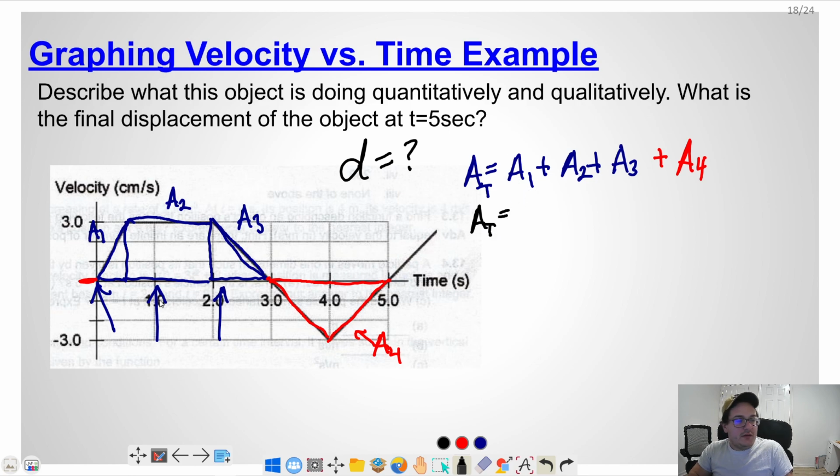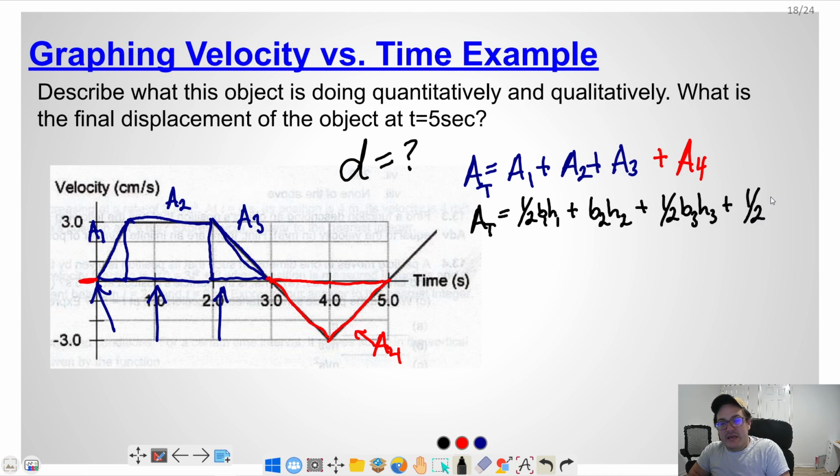So we got area total. Our first shape right here is a triangle, which is 1/2 base times height. And we'll call that all of shape 1. Area 2 is a rectangle, so we'll do that as base 2, height 2. Area 3 is going to be another triangle, so that's 1/2 base 3, height 3. And then the last one is going to be another triangle. However, 1/2 base, which is your time, and your height is going to be a negative number. So let's go and plug some of these numbers in.